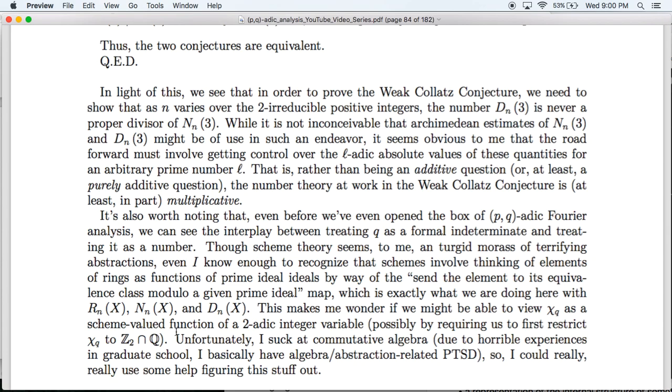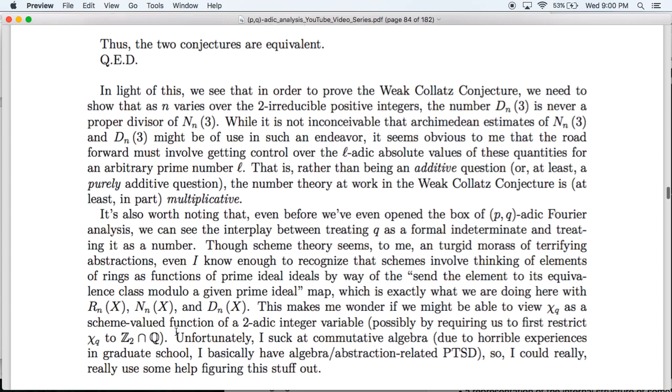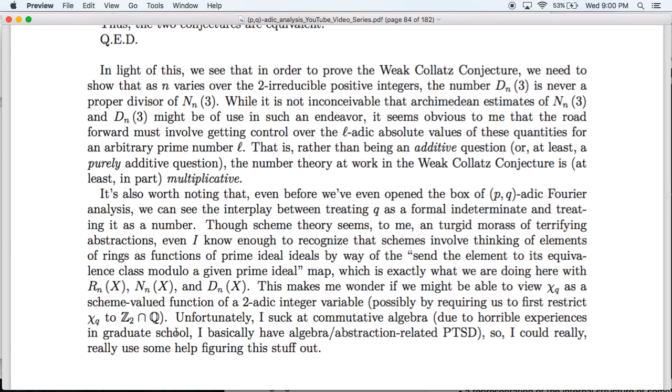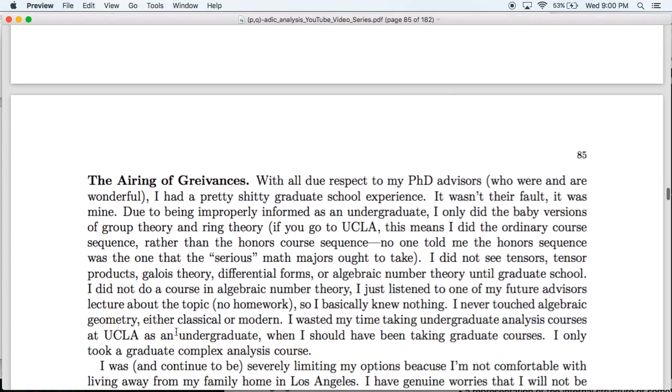Unfortunately, I suck at commutative algebra due to horrible experiences in graduate school. I basically have algebra/abstraction-related PTSD, so I could really, really use some help figuring this stuff out.